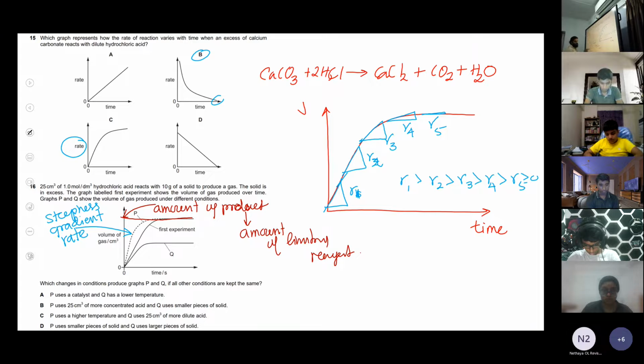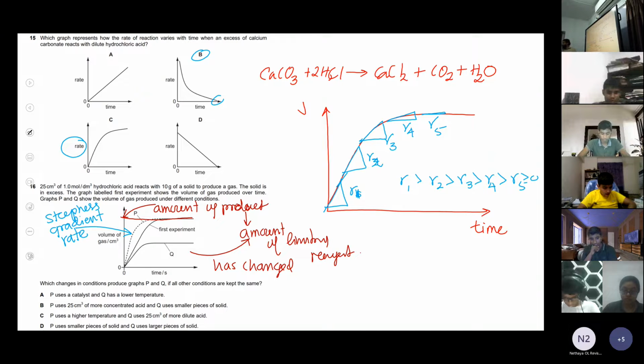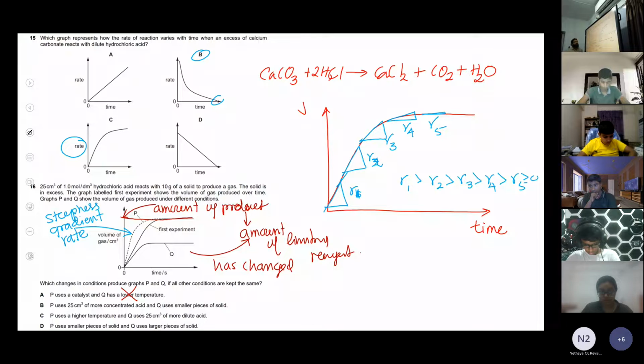Now tell me, for Q, the amount of limiting reagent has changed, right? There is no other way the amount of products change other than you are changing the limiting reagent. Temperature can't change the final product, okay? Therefore, lowering temperature is wrong because it has given you less products, right?